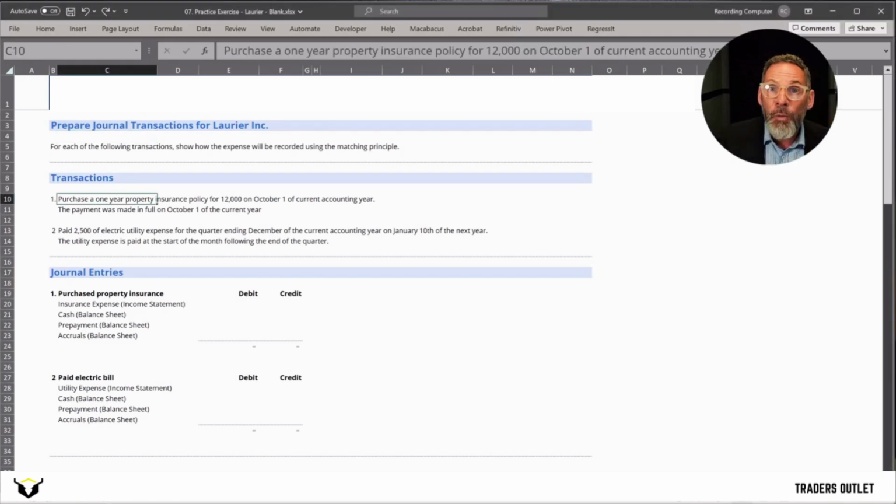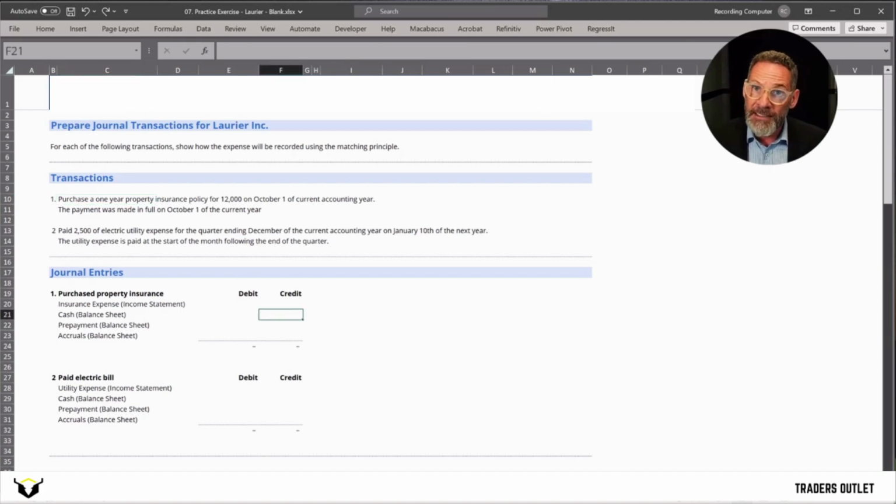We purchased a 1-year property insurance policy for $12,000 on October 1st of the current accounting year. So we have that insurance policy covering us for October, November, and December, so 3 months of the current year. Now, the payment was made in full on October 1st for the full 12 months. So we know that when we decrease an asset like cash, that's a credit. But now we need to use the matching principle.